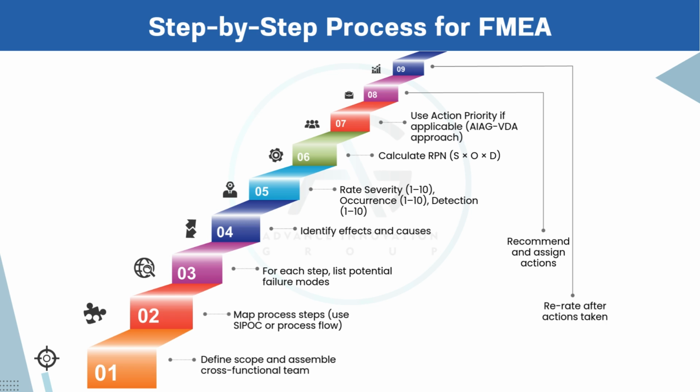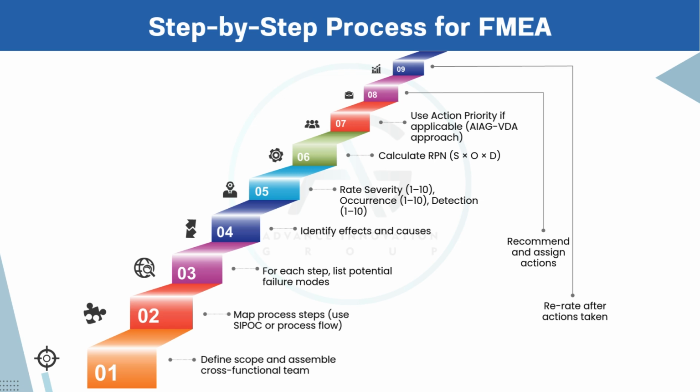Step 8. Recommend and assign actions. For high-risk failure modes, we identify improvement actions, like adding error proofing, updating SOPs, or retraining staff. Owners are assigned to ensure accountability.